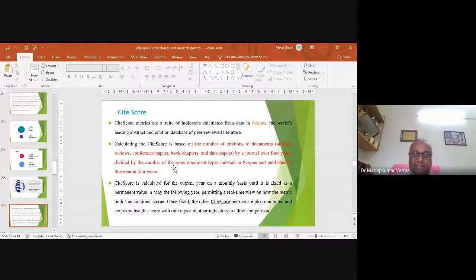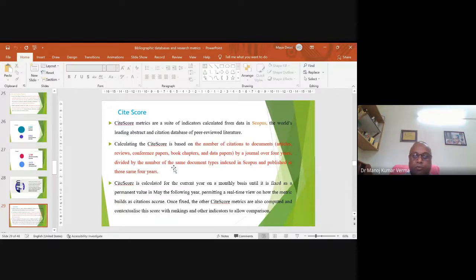Another journal impact measure is CiteScore. In the same way that JCR in Web of Science gives the impact factor, the impact factor calculated in the Scopus database is CiteScore. CiteScore metrics are a suite of indicators calculated from the data of Scopus, the world's leading abstract and citation database of peer-reviewed literature.